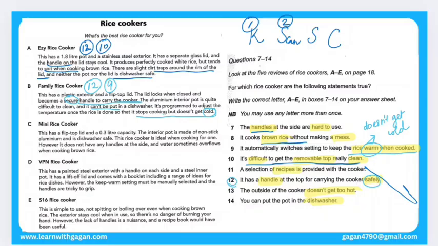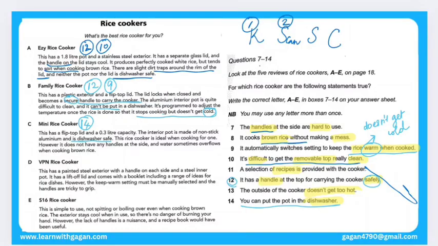Coming to C, that is mini rice cooker. This has a flip top lid and a 0.3 liter capacity. The interior pot is made of non-stick aluminium and is dishwasher safe, which matches with number 14 that says you can put the pot in the dishwasher. So I shortlist number 14 here. This rice cooker is ideal when cooking for one. However, it does not have any handles at the side and water sometimes overflows when cooking brown rice. So it does make a mess. So number 8 does not match. I do not see any other feature that matches with this one.